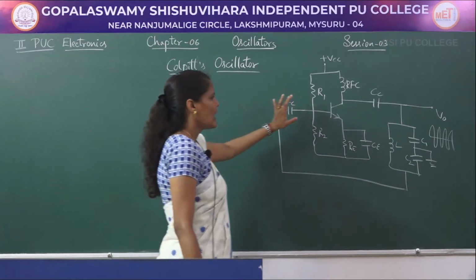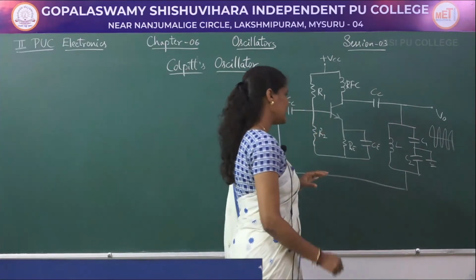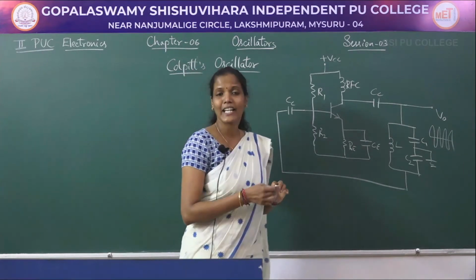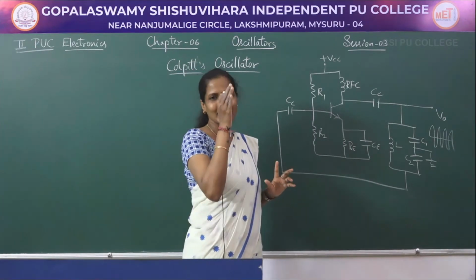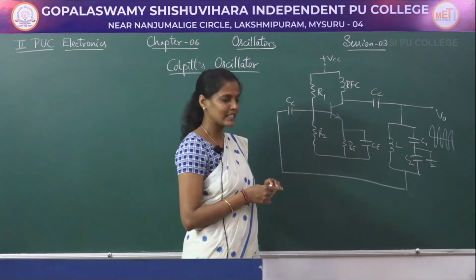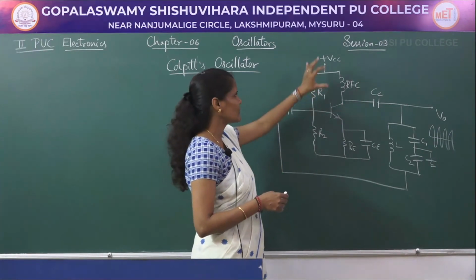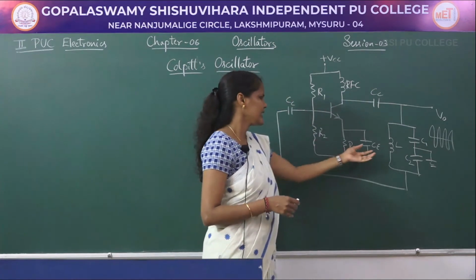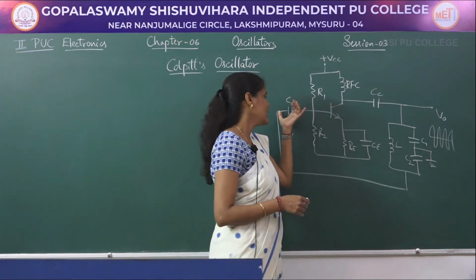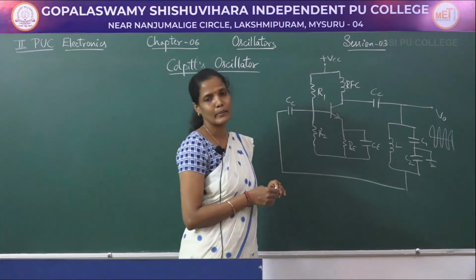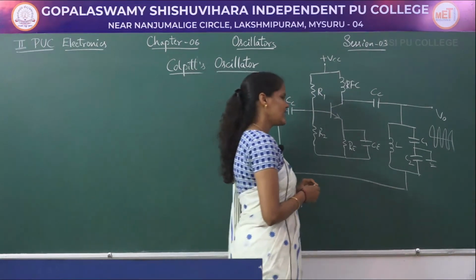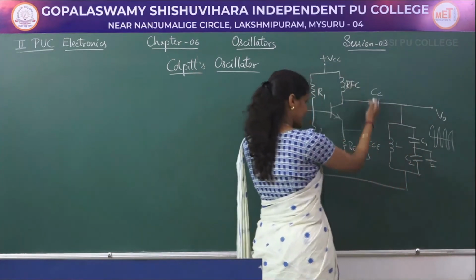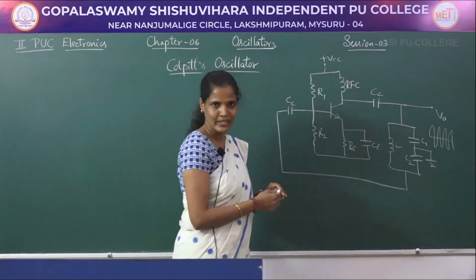Here again R1, R2 and RE are used for the DC bias circuit. RFC is a radio frequency choke which acts as a short circuit for the DC. That is, it is used to isolate between the power supply and the collector current. CE is nothing but the bypass capacitor and CC are nothing but the coupling capacitors. C1, C2 and L form the tank circuit, whereas this part forms the amplifier circuit.